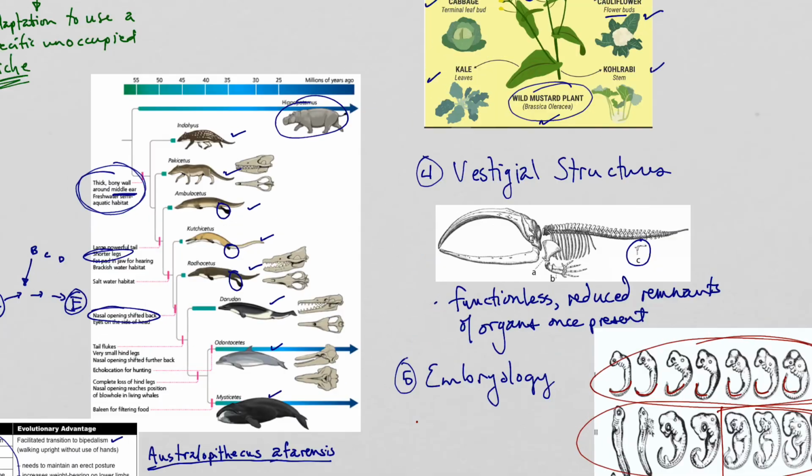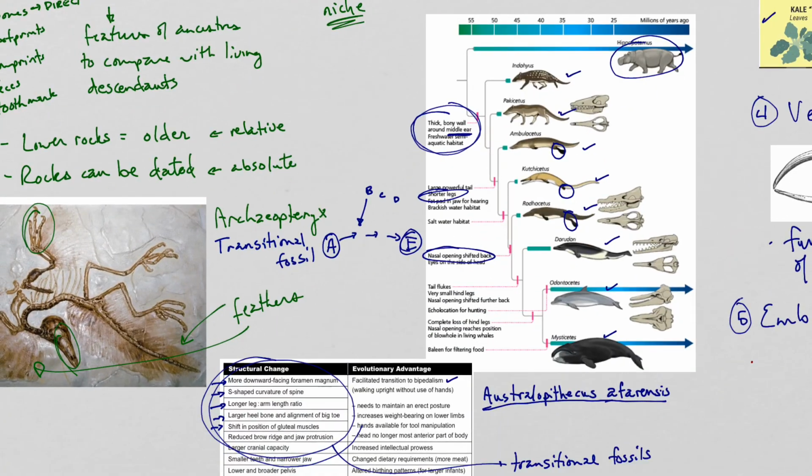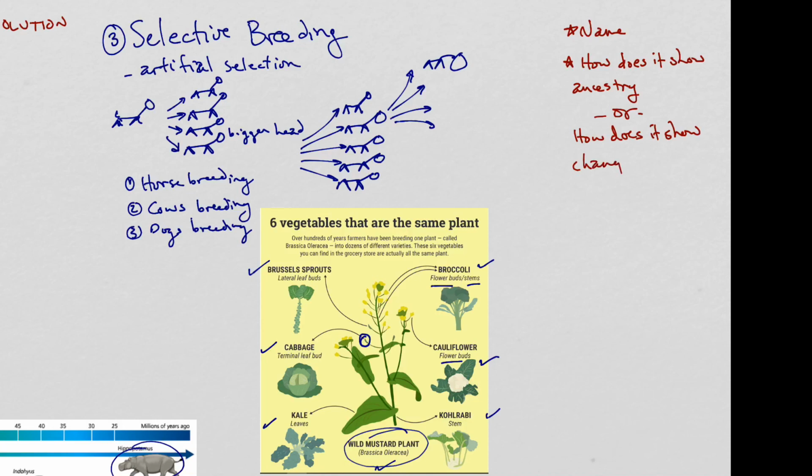And so these 5 things here are pieces of evidence for evolution. Today we're just going to do some notes. Tomorrow we'll do some application about this. And the key here is when you list one of these things, number one, you should be able to name it as a piece of evidence for evolution. Number two, the next thing you have to think of is how does it show ancestry? Or how does it show change over time? These are the 2 big questions to think about.